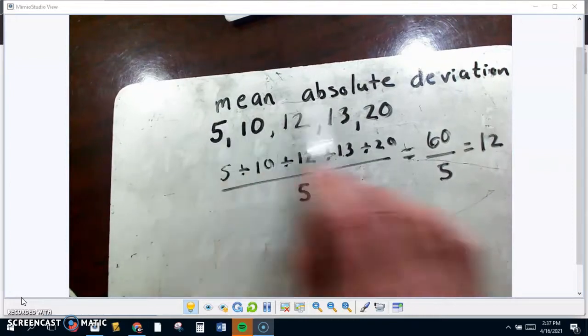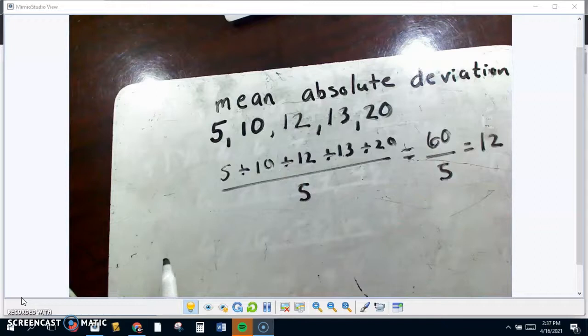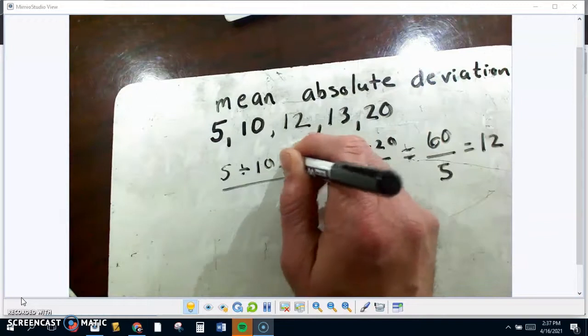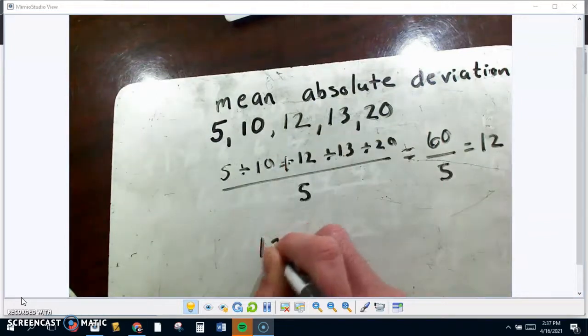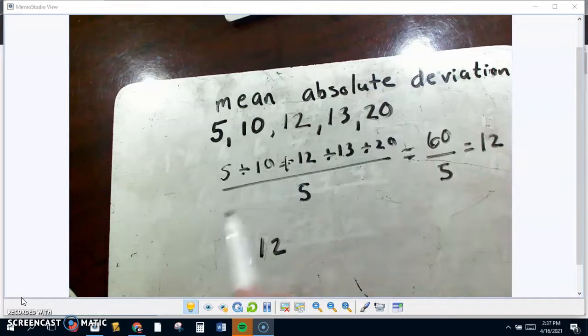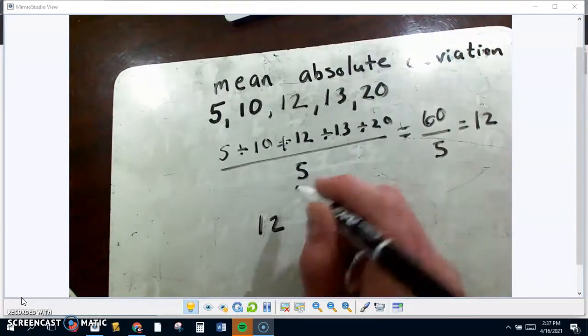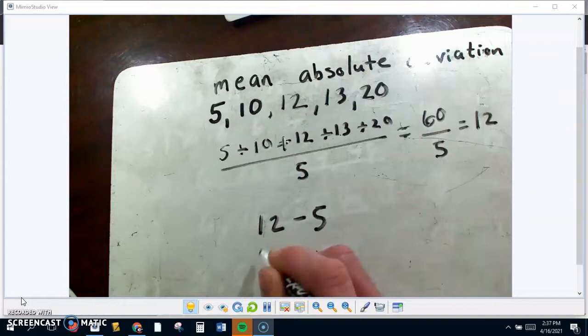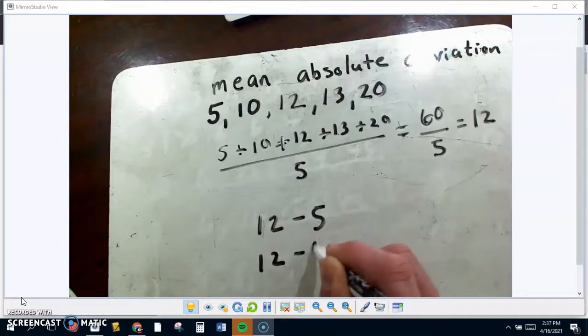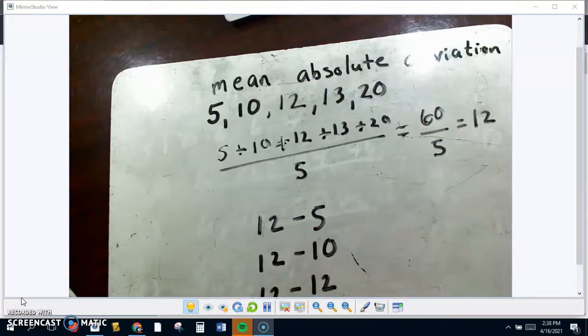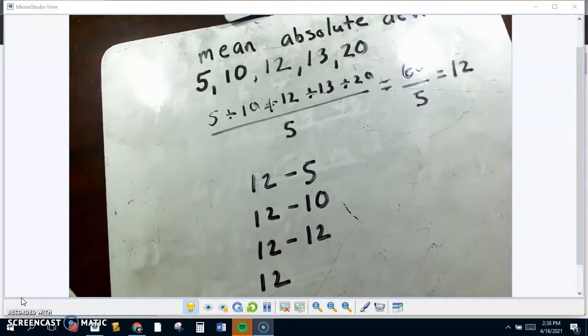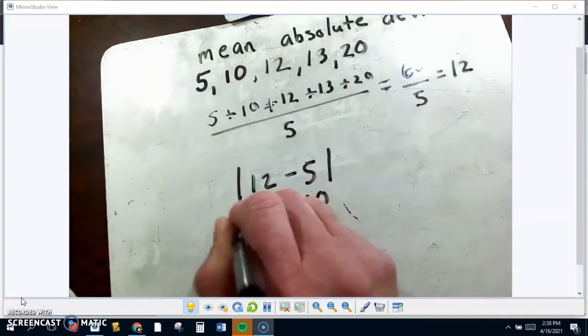So the first part of mean absolute deviation is mean. The next part I'm going to look at is absolute. I'm thinking about absolute value. And deviation means away from. So what we're going to do is take the absolute value of the difference of 12 and each number. So we're going to do the absolute value of each of these.